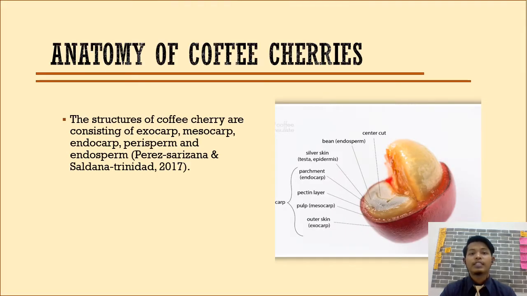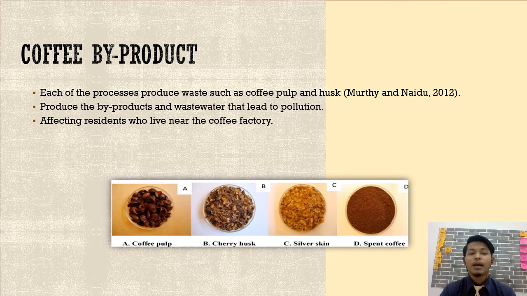Anatomy of coffee cherries. The structure of coffee cherries consists of exocarp, mesocarp, endocarp, perisperm, and endosperm. Coffee byproduct. Each process produces waste such as coffee pulp and husk. The byproduct and wastewater will lead to pollution. This will affect the residents who live nearby the coffee factory or the river.